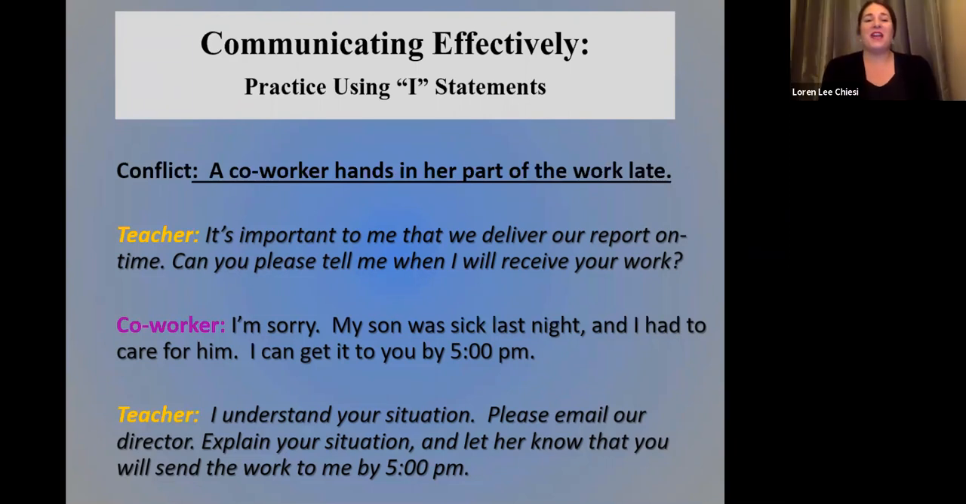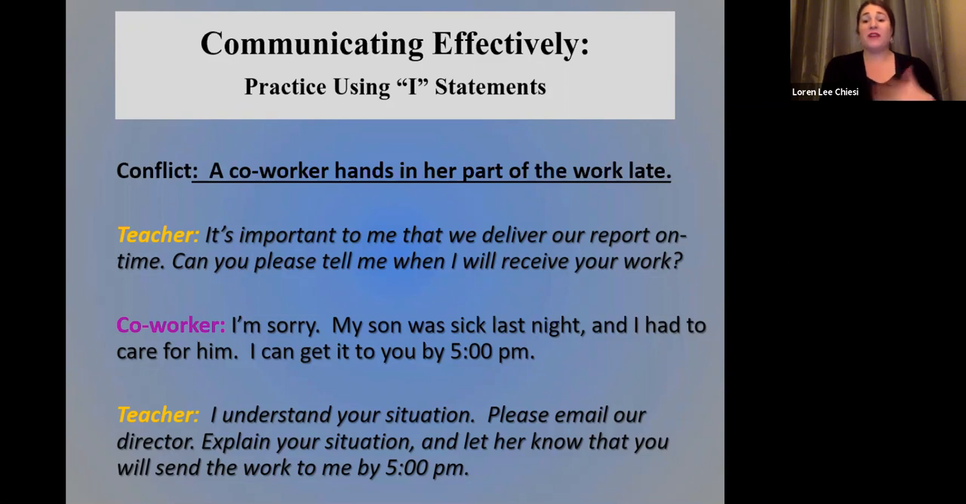So in this situation, it was really good that the coworker was given the opportunity to explain why her work was late. And in the very beginning, the teacher who is starting the difficult conversation is explaining what's important to her. It's important that we deliver the report on time. It's what I prefer. It's her preference. It's what makes her feel comfortable. And when she gets the information, she reaffirms the person and says, I understand where you're coming from. A lot of people, if they're in a situation like that, where they already have a child that's sick and they're having a rough day, just being able to say something like, I understand your situation really helps.